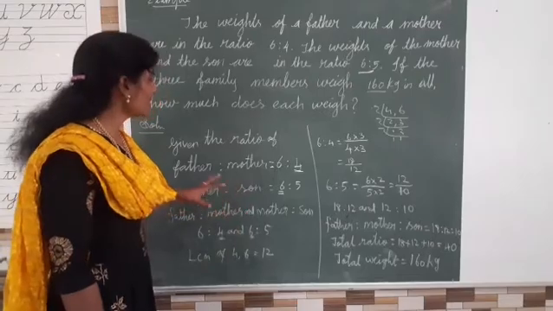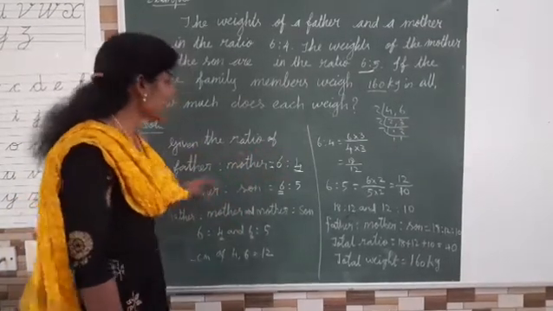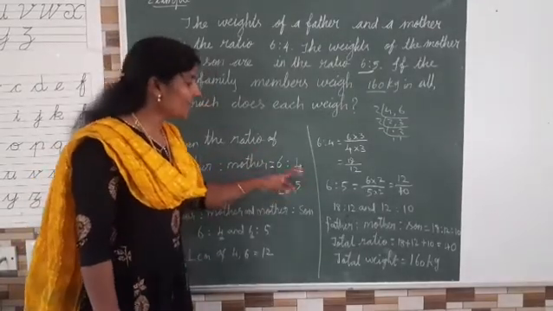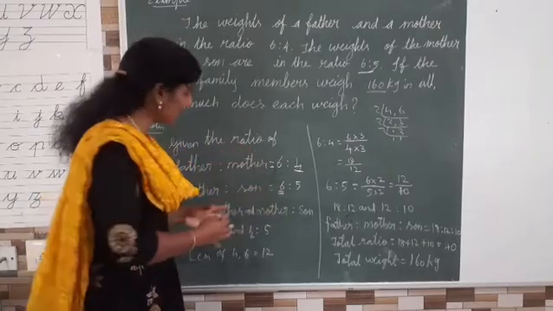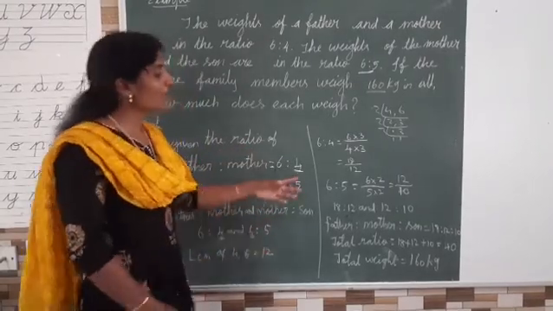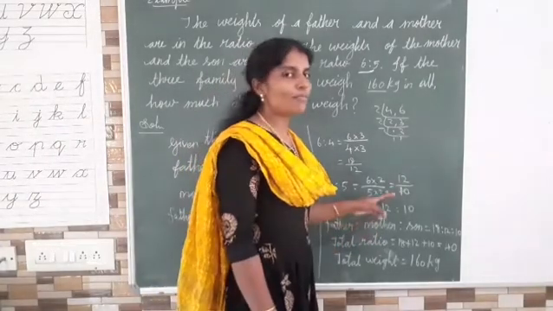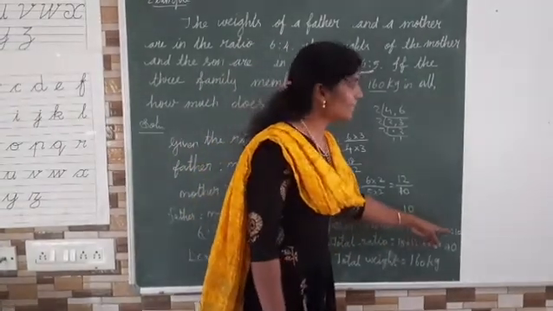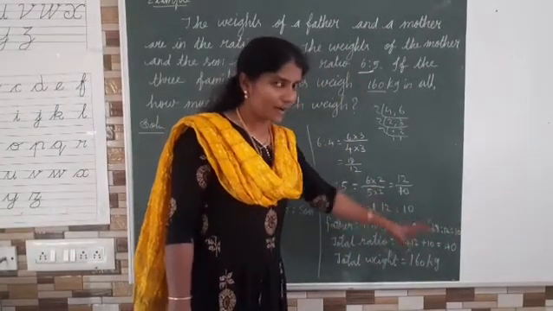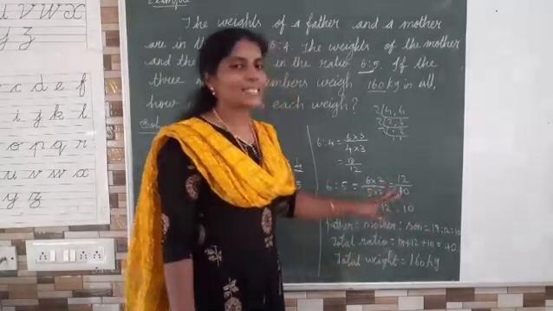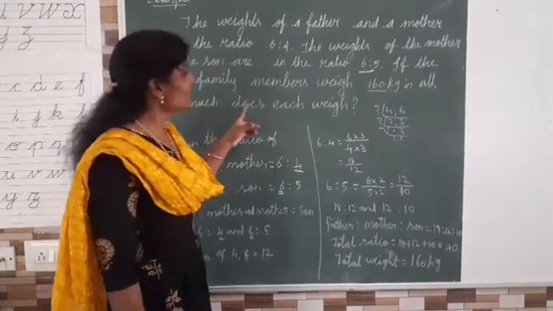Are you clear? First they are given father and mother ratio 6:4. Mother and son ratio 6:5. Here mother's ratio is different. So we need a common ratio. So we can take LCM, that is 12. Now we get mother's ratio as 12. So we can write father is to mother is to son equal to 18 is to 12 is to 10. Now total ratio we can add, that is 40. Then total weight is 160 kg. Now we can find how much each weighs.